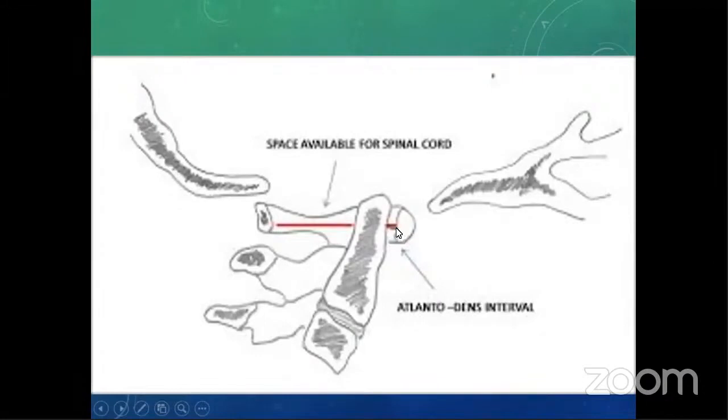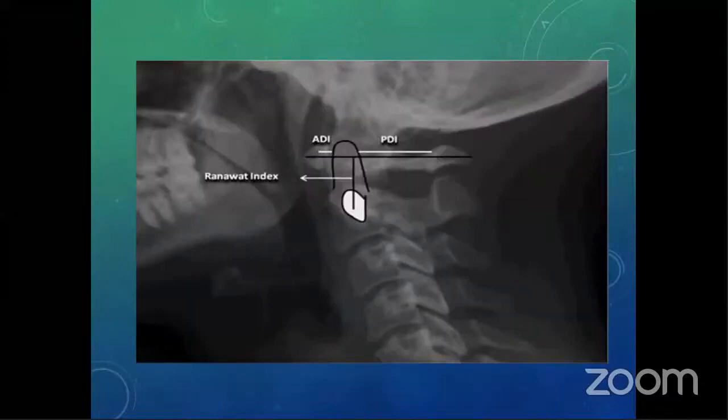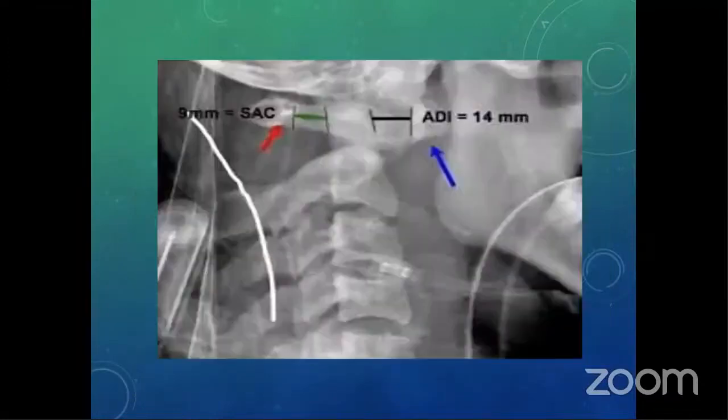This is the Atlanto-Dens interval, which is normally less than 3 mm. And normally there is a lot of space available for the spinal cord. So in case the transverse ligament is injured, this dens will displace towards the canal. And that is why surgical intervention is needed in transverse ligament injury. Here you can see how to calculate the Atlanto-Dens index. In this X-ray, you can appreciate that this is the anterior arch and this is the dens, so the distance has been increased.